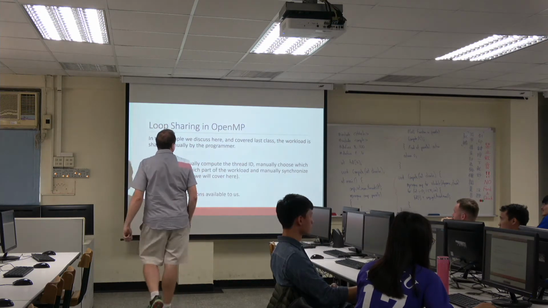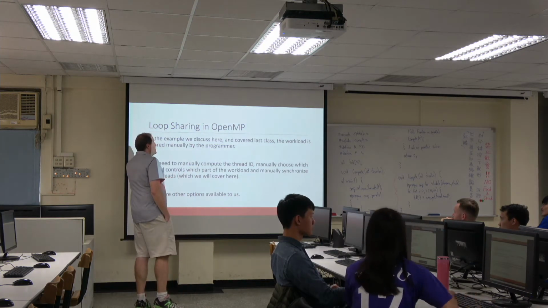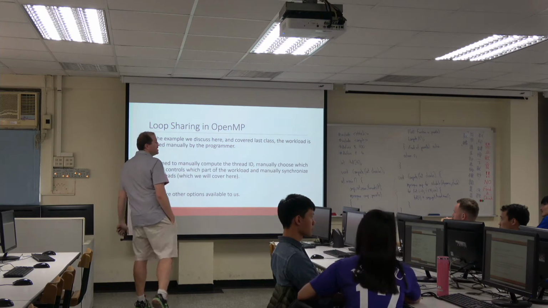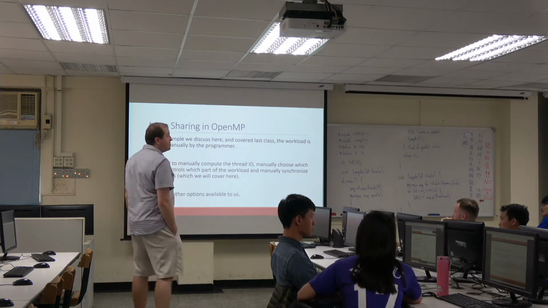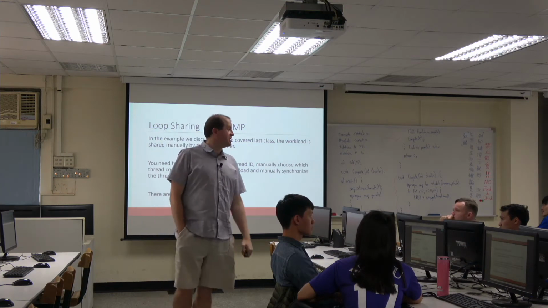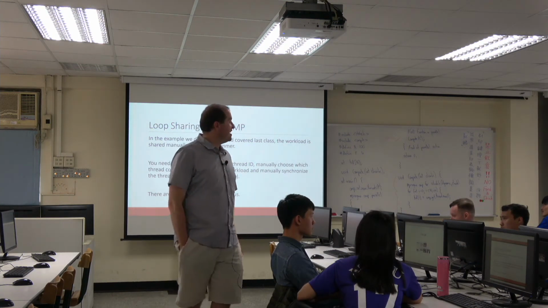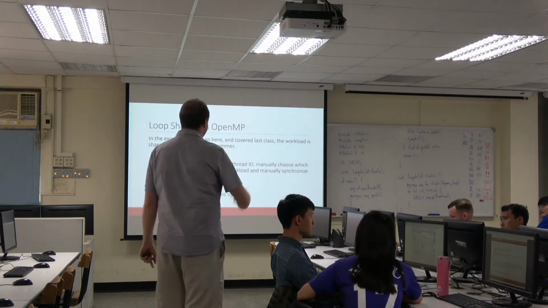Today's class. Last week we shared the workload across our elements by manually sharing them. We manually compute the thread ID, we manually tell each thread to do n on 2 elements, and we manually tell each thread where to look.